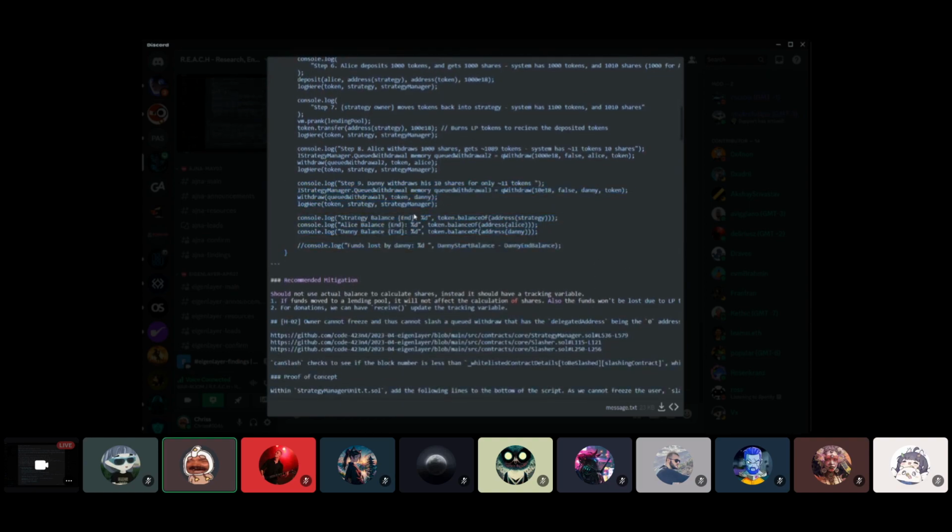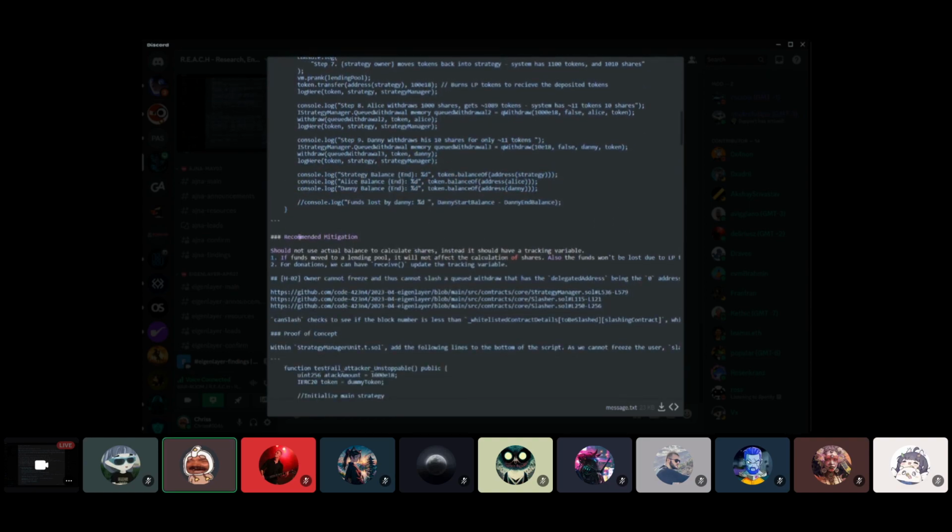Lots of log, lots of other stuff, and essentially it should not use the actual balance of the tokens that it has, because as we said, funds can move in and out of the system, which can create a discrepancy between what the system actually has and what is in the vault at that time.